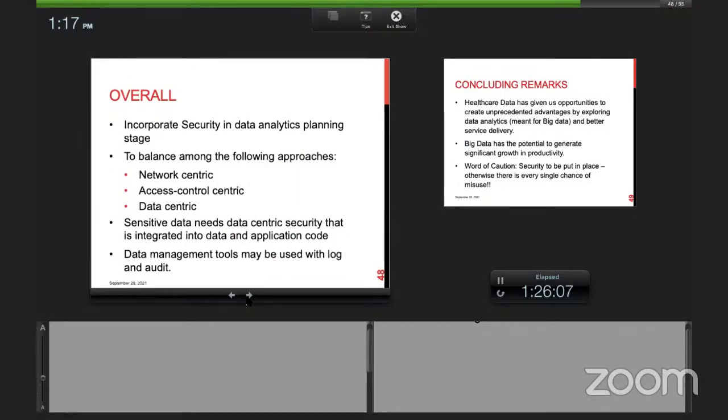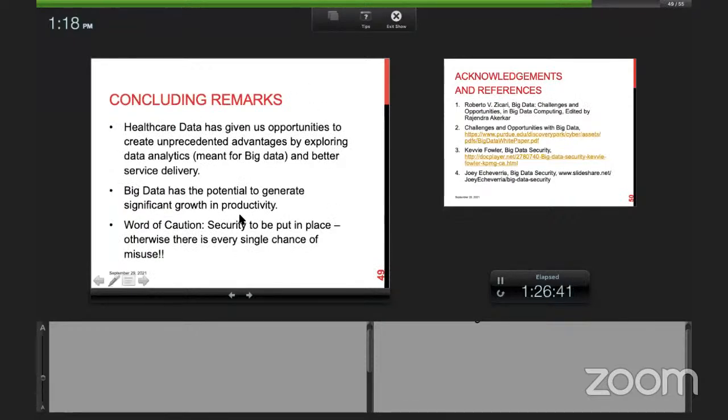Okay, so we can have different types of approaches. Here we have discussed the data centric approach mainly, and because it is sensitive data, health data, data centric security is integrated not only into the data, but also the application code. Okay, however, data management tools may be used with log and audit, because that is also very important, for the process of the entire data management system.